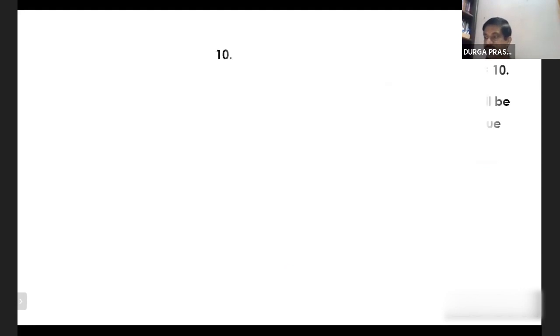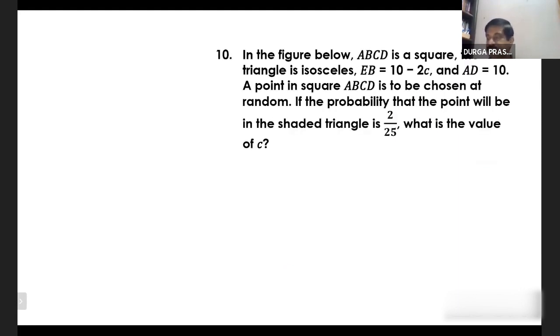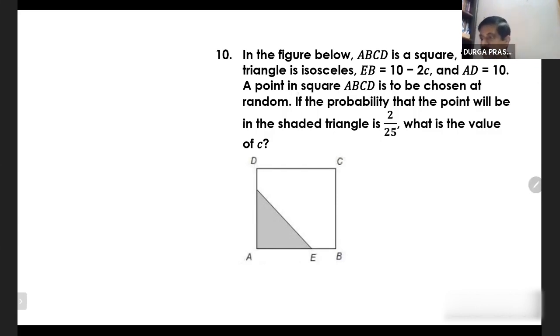Look at this question. In the figure below, ABCD is a square. The triangle is isosceles. EB is 10 minus 2c and AD is 10. A point in square ABCD is to be chosen at random, but let us see the diagram. It is like this. So a point in square ABCD is chosen at random. If the probability that the point will be in the shaded triangle is 2 out of 25, what is the value of c?